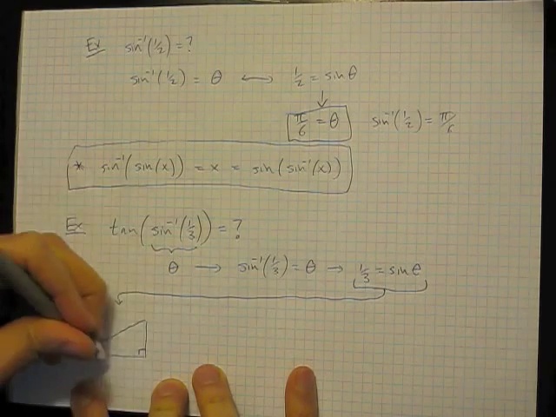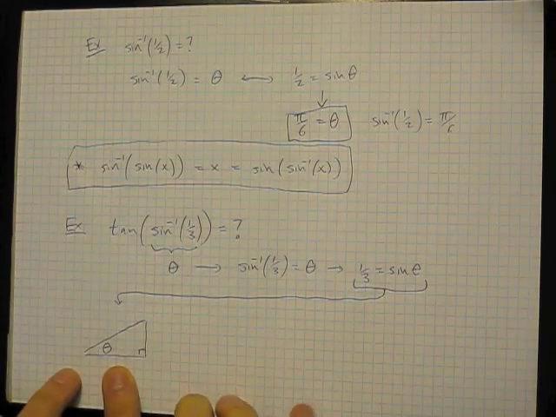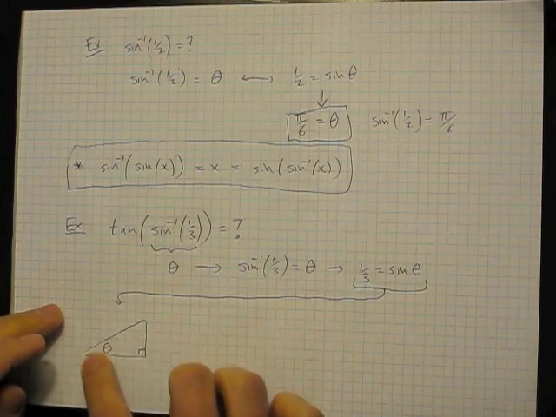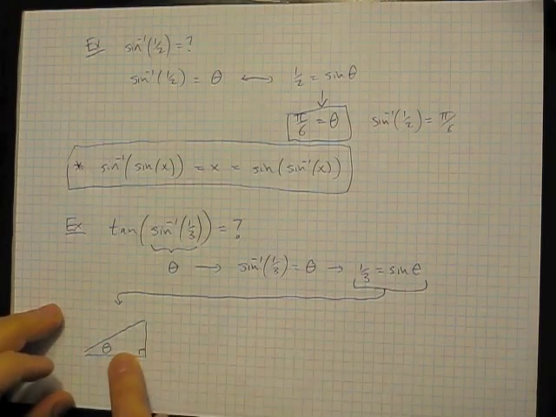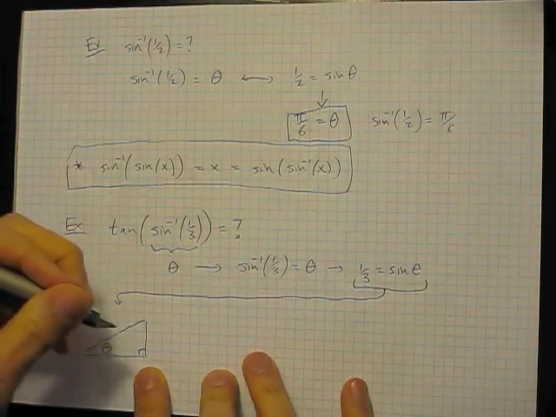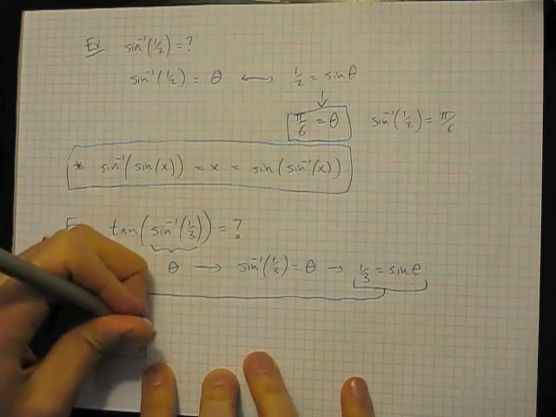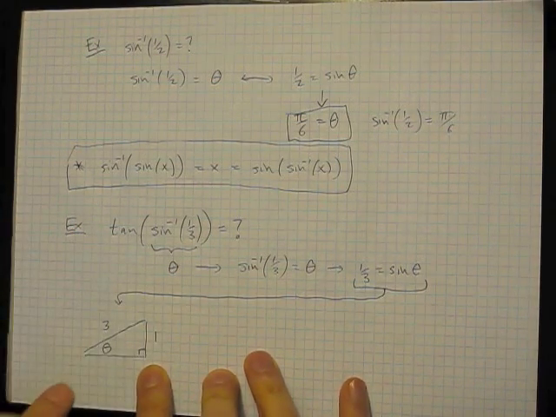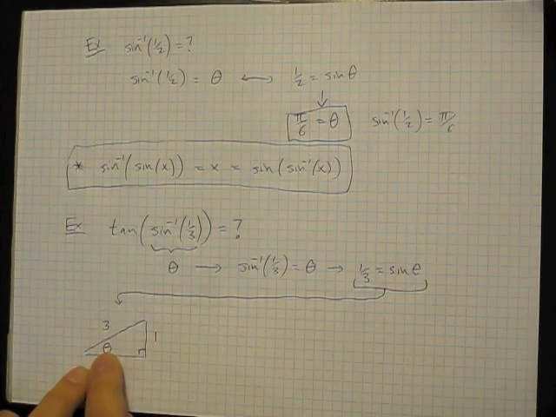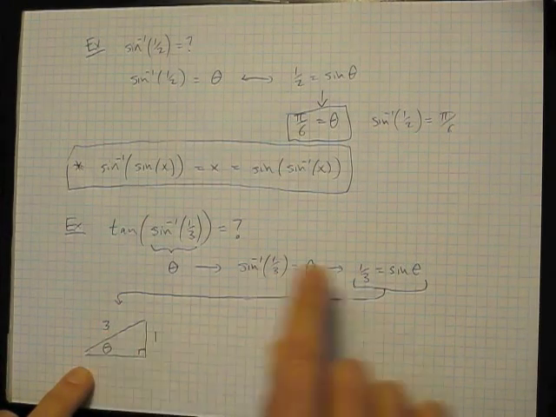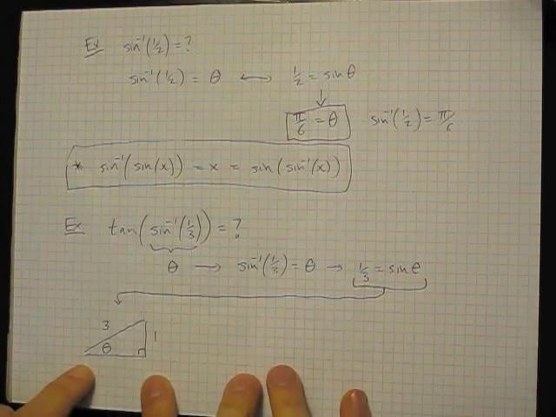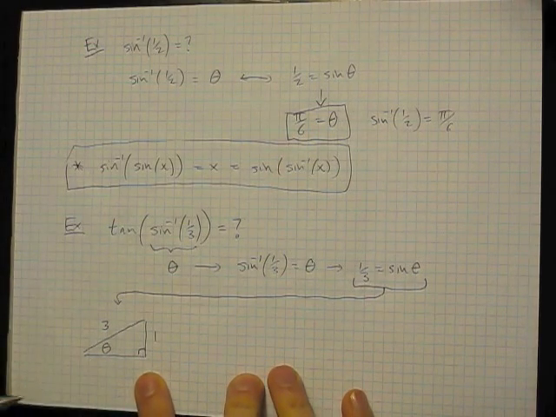So here's a right angle. I'm going to put the angle theta there, and I want to label the sides of this so that the sine of this angle is 1/3. So sine is the opposite side over the hypotenuse, so we put a 1 there and a 3 there. So this triangle now has sine of this angle 1/3. Okay, so we've drawn a triangle that has this as its sine.